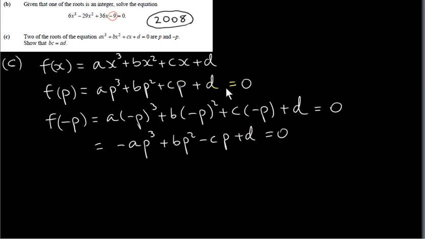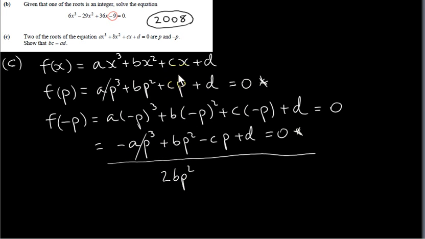Now what we can do is combine this equation with this equation here. So we can add this equation onto this equation. The ap cubed terms cancel out. We have bp squared plus bp squared, that's 2bp squared. The cp terms cancel out. Plus d is plus 2d. We get 0 plus 0 is 0.